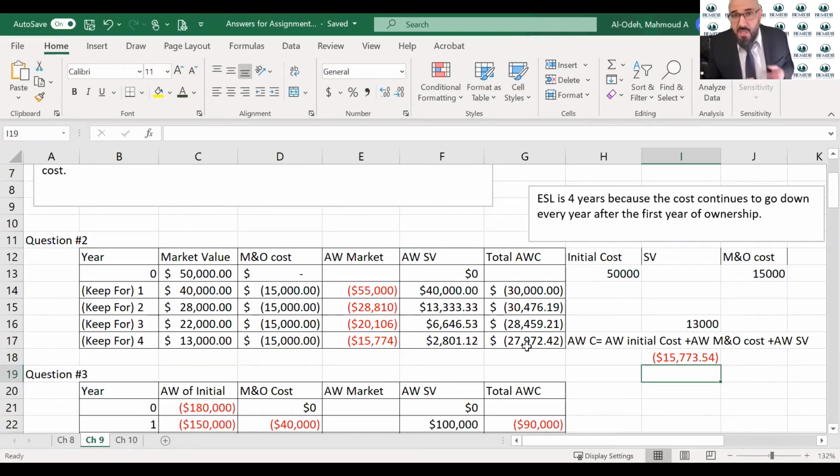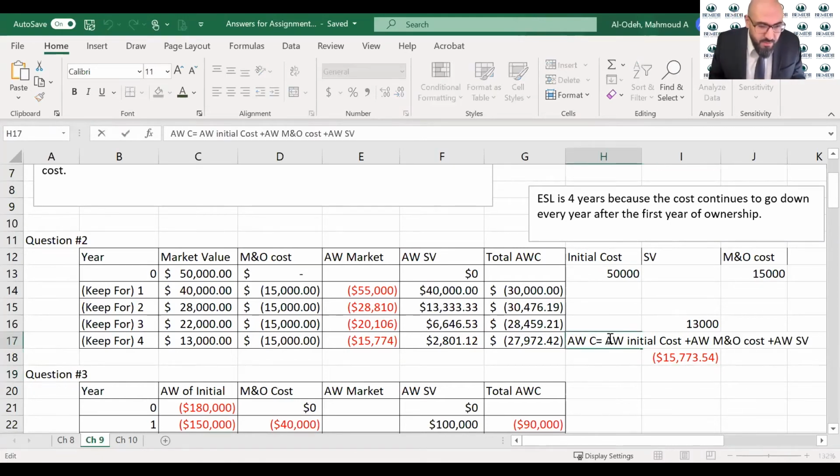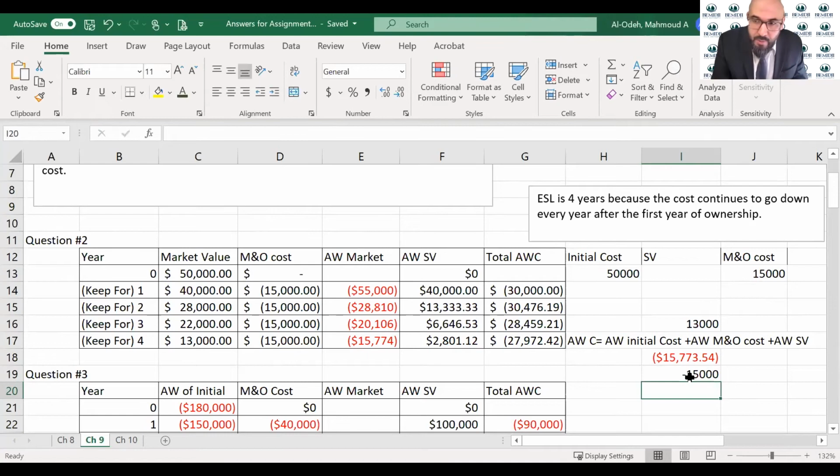And again, this is a cost, so you should see the negative sign. Now the next parameter, according to this equation here, so we're done with this one. Now the maintenance and operational cost, what would that be? That would be 15,000, right? Correct? Okay.